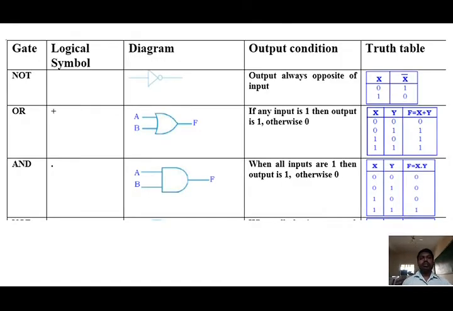Dear students, now you can see a table. In the table, first column gate, second column logical symbol, third column diagram, fourth column output condition, fifth column truth table. Dear students, all these 5 columns are common to all the gates. If you take any gate, all the gates have these common fields.